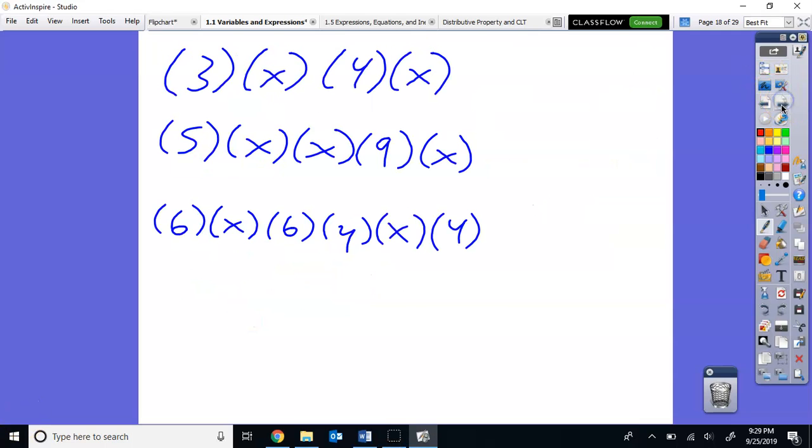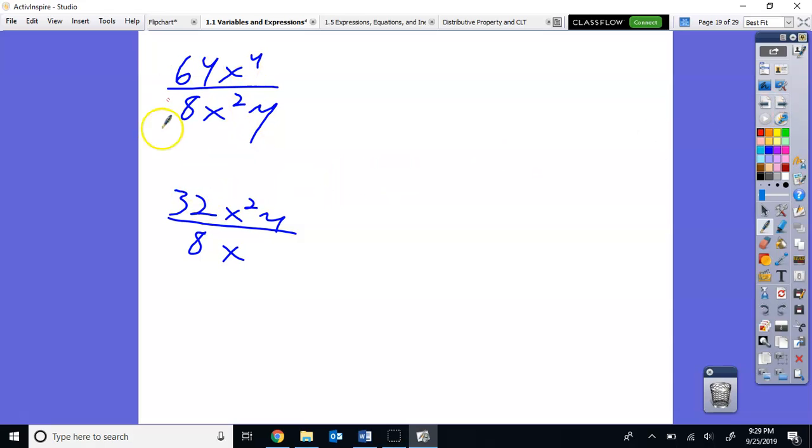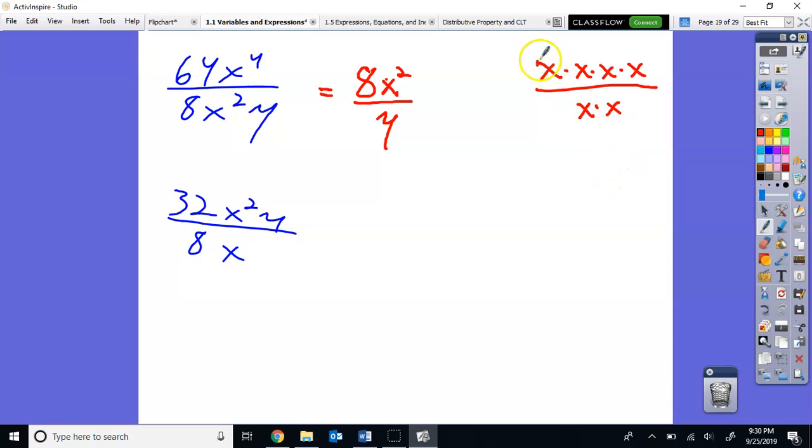Remember, we also talked about multiplying things and dividing things that have multiple variables in them. Remember, with dividing, you had some canceling out, like 64 divided by 8 is 8. X to the 4th on the top and x squared on the bottom. 4 minus 2 would be x squared because 2 of them are going to cancel out. And then the y is still on the bottom by itself. Remember, the reason this cancels out is x to the 4th really means x times x times x times x. X squared really means x times x. 2 of them are going to cancel, and x times x is x squared.